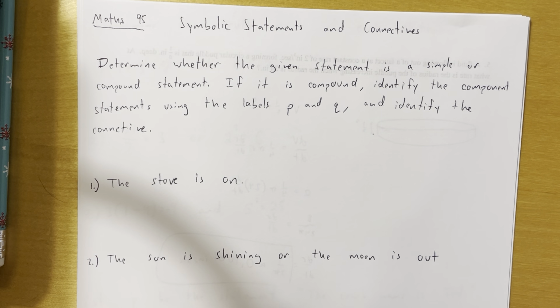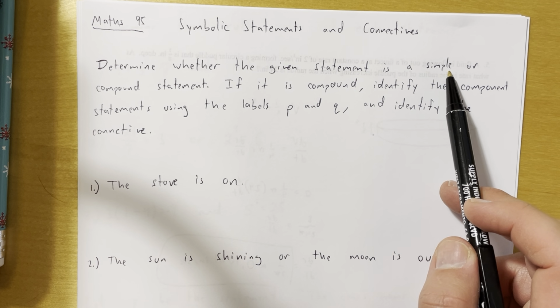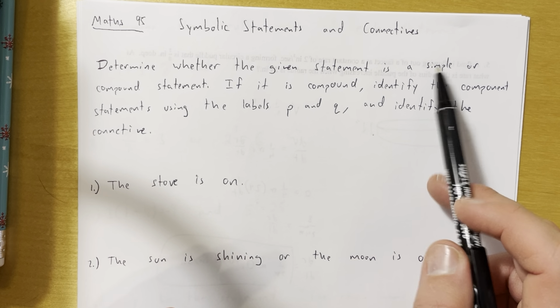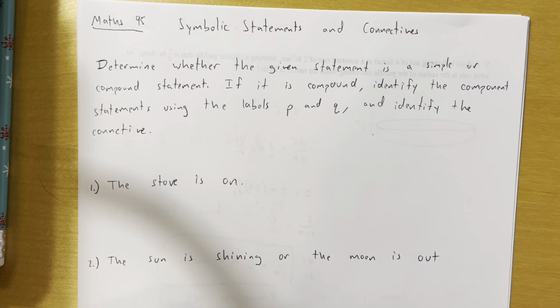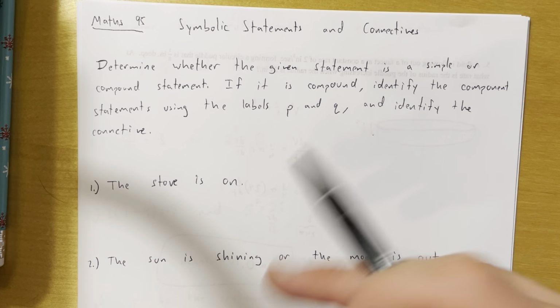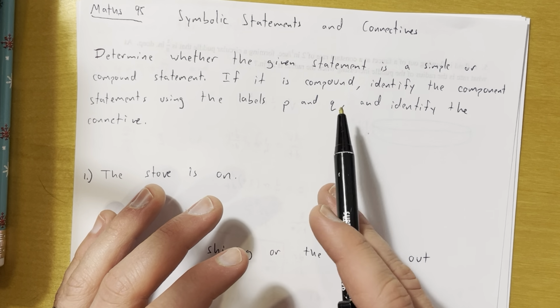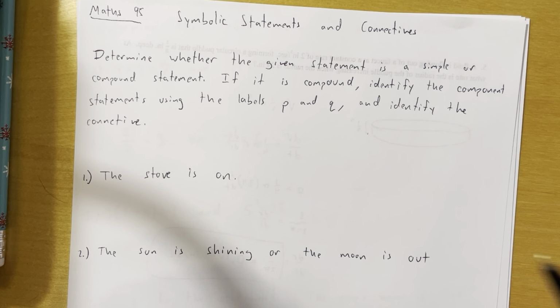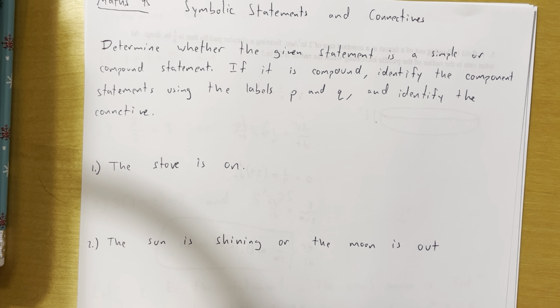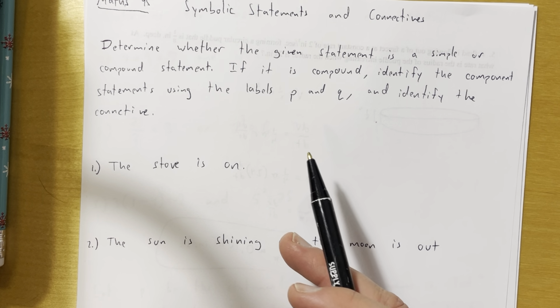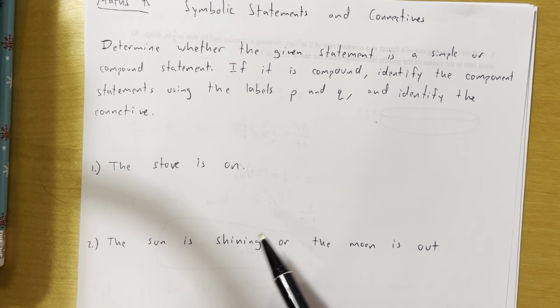I don't remember if your book uses the term simple statements, but basically we're going to say a statement is simple if it's not a compound statement. Okay? So specifically, we first want to identify whether a statement is simple or compound. And then if it is compound, we want to do a little bit more. We want to identify what the component statements are by giving them labels, P and Q. And then we want to identify what the connective is that's being used in that statement.